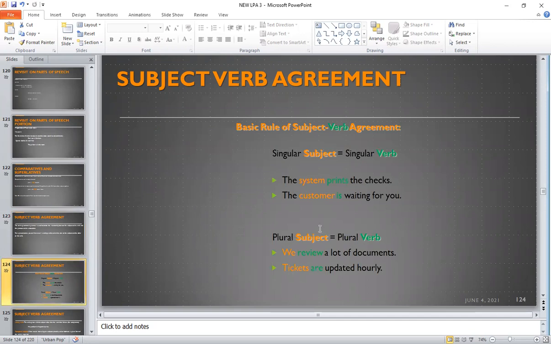Okay, so you have your singular subject equals singular verb. So this is the basic rule of subject-verb agreement. The system prints the checks. The customer is waiting for you, because it's just one person.